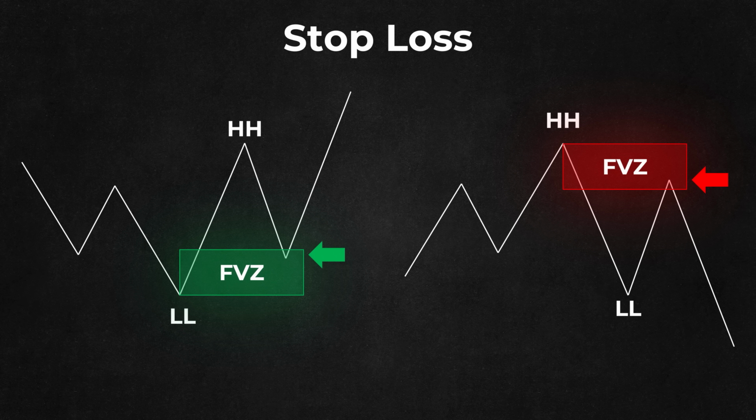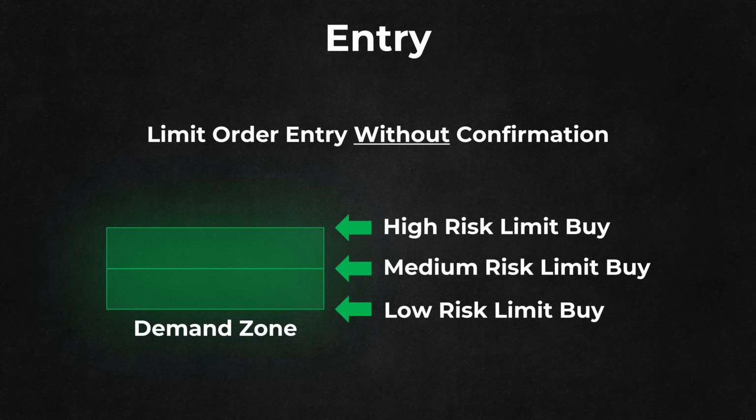In the case of a long trade, the stop sits just below the swing low of the non-failure swing. And in the case of a short trade, it sits just above it like so. For the entry, there are a couple of alternatives. You can use a limit order entry at any of the 3 levels of the zone depending on your risk tolerance.